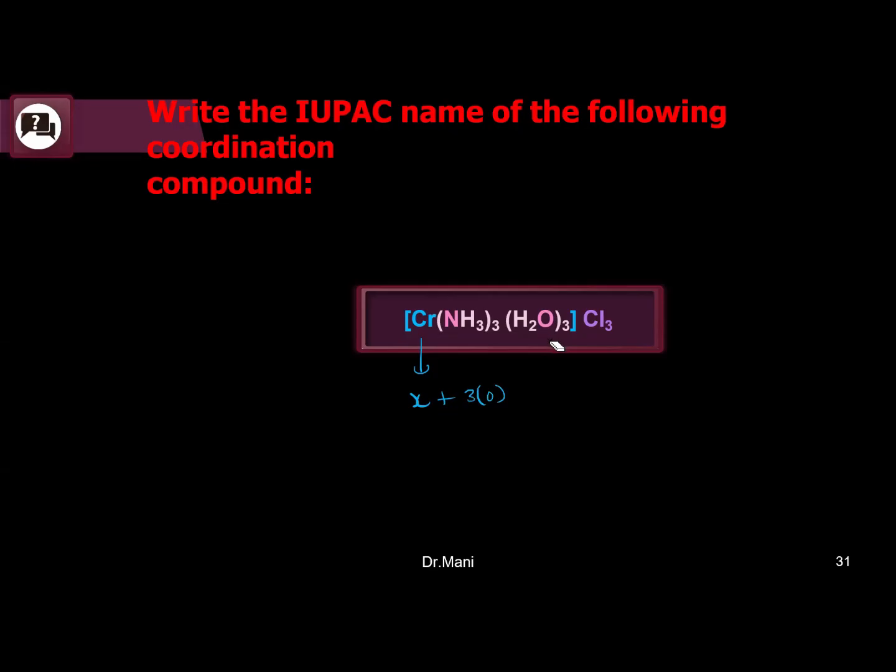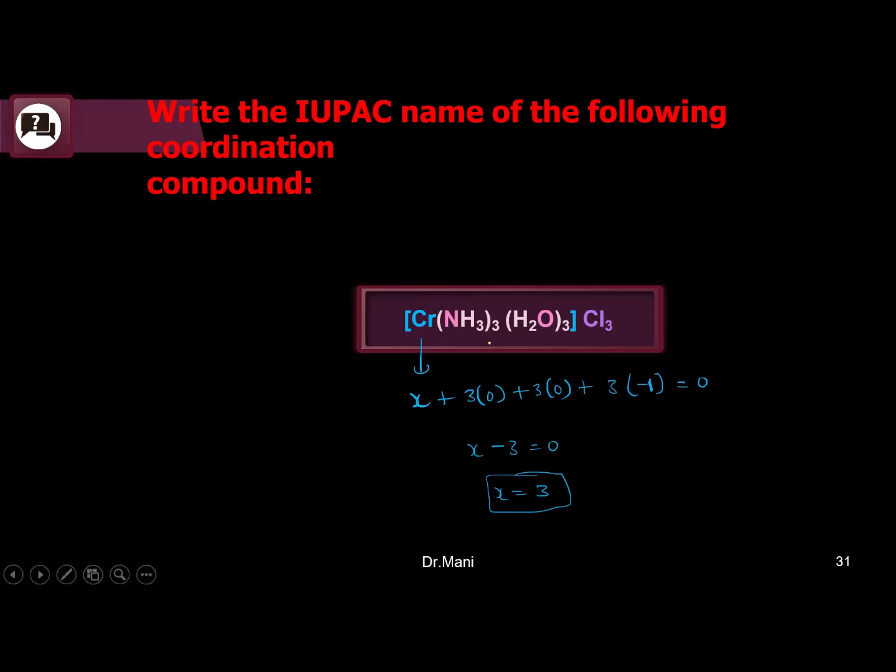And here, water is also neutral, so 0. And chlorine, which is present outside, will have the opposite charge for this. And what is the charge for the chlorine? Minus, -1, which equals 0. So X minus 3 equals 0. X equals 3. So what is the oxidation state for the central atom? 3. Okay, so remember this.